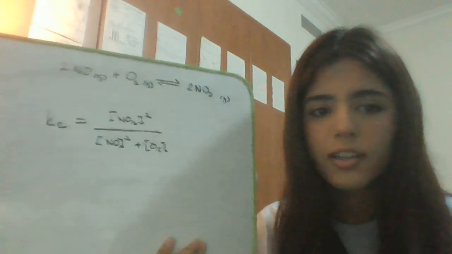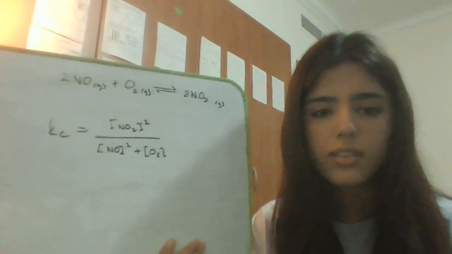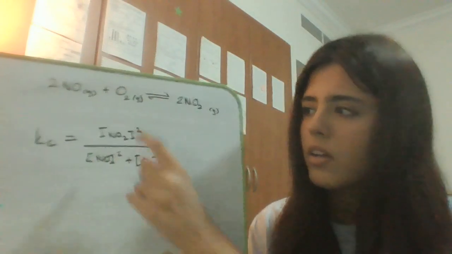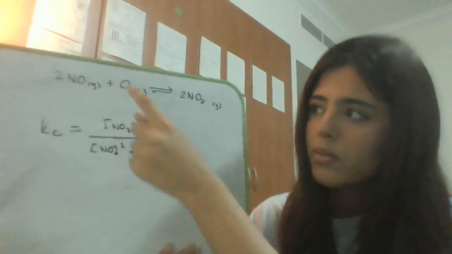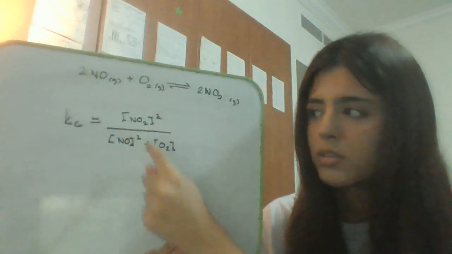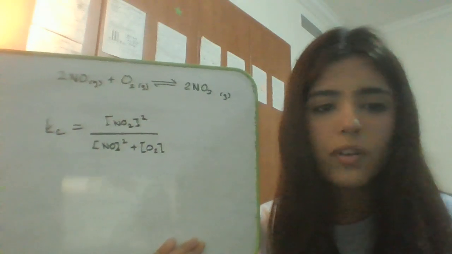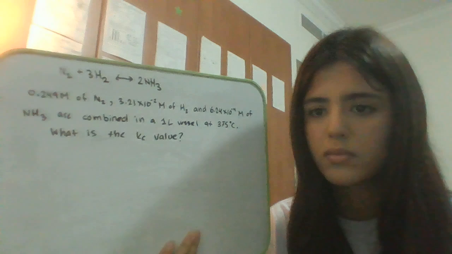Okay guys, here I wrote the Kc expression. I don't really know how to explain this because it's really simple. You just have to follow the formula. The products in the numerator, the reactants in the denominator, make sure the coefficients turn into powers. And yeah, that's all you need to know for Kc expressions. Okay, I'm going to move on to something a little bit different.